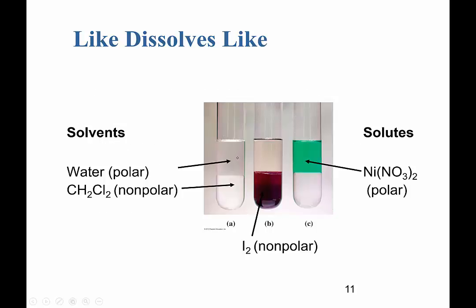In this case, I can see I have water and something that is nonpolar, so they don't mix. Here I have iodine, which is nonpolar, and I have water, which is polar, so those don't mix. And in this case, I have one thing that's polar and one that's nonpolar, and they're not mixing. So in order for them to dissolve, they have to be alike.